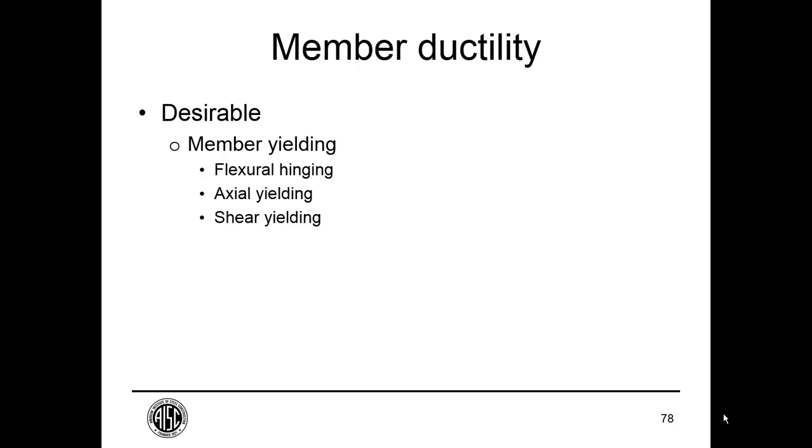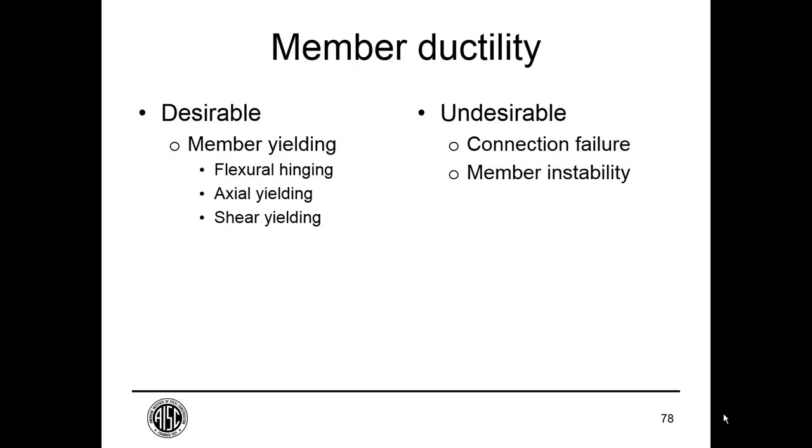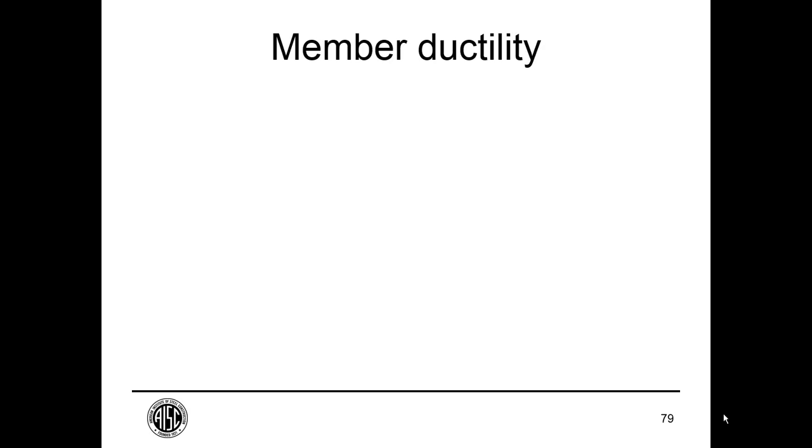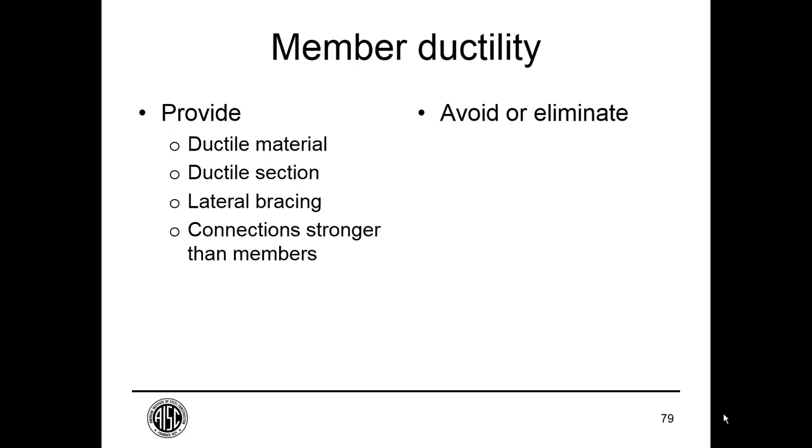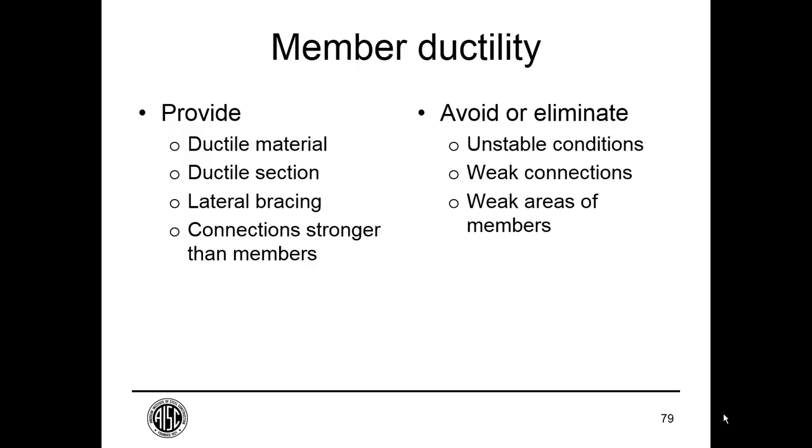Now we use those sections in members. We want the member to exhibit ductility, so we want it to yield either in flexure or axial or shear. We don't want connection failure. Generally, we don't want member instability. So we'll use the ductile material, the ductile section. For moment frames, we provide lateral bracing to make sure we can get that flexural ductility and not lateral torsional buckling. And we make our connections stronger than our members. That's how we ensure ductility comes from the member. We avoid unstable conditions, weak connections, weak areas of members.